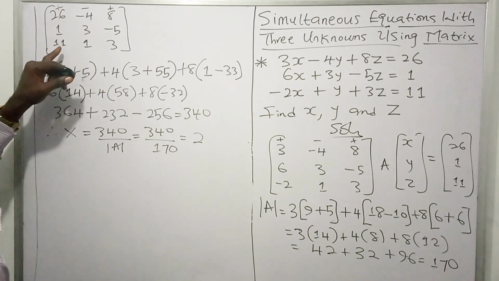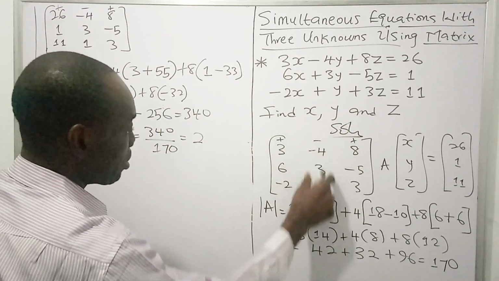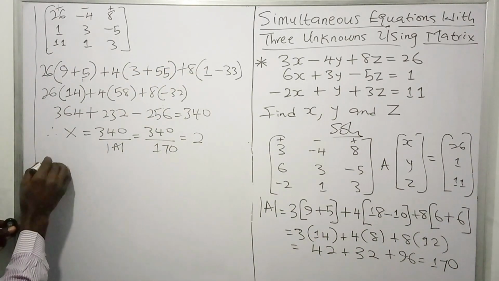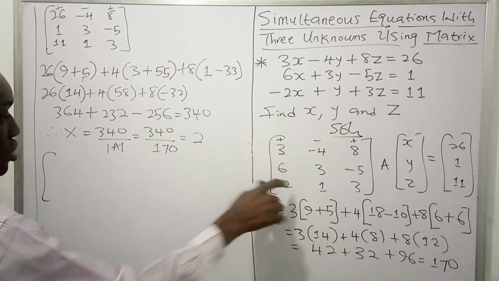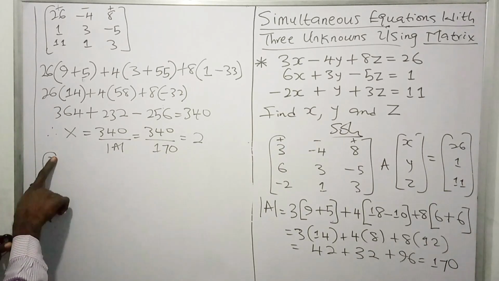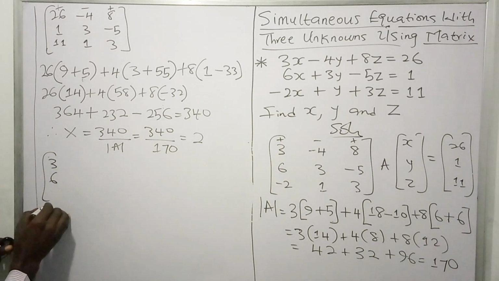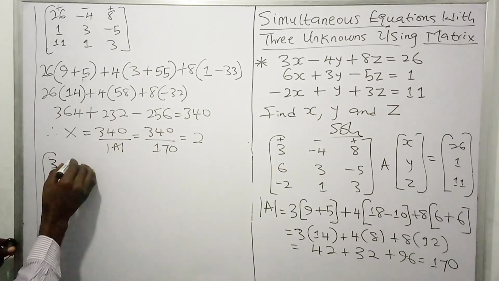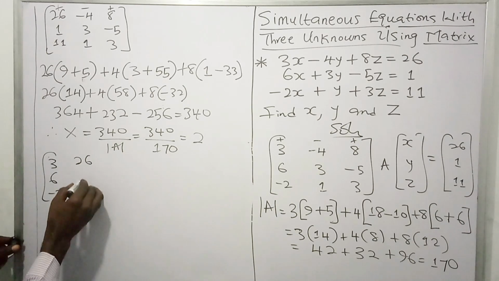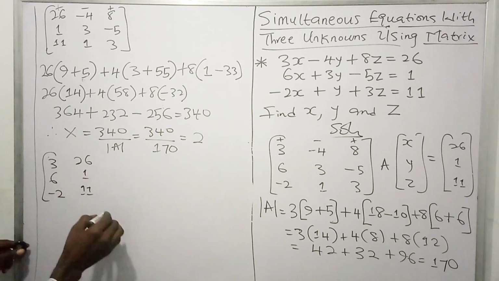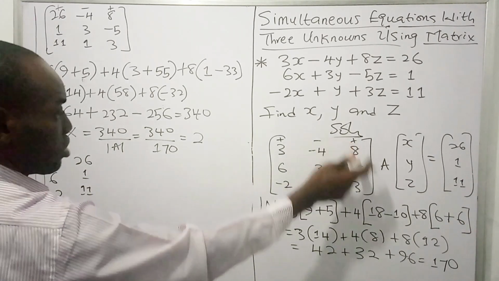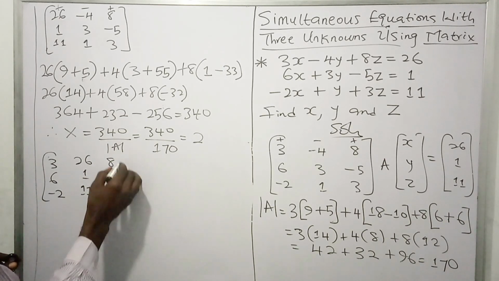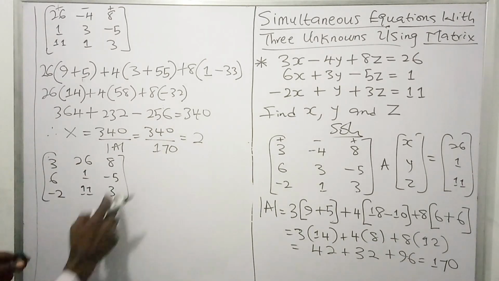Now we're going to repeat the same for y, by replacing this column with the solution. So let's go over this again. So we have 3, 6, 2, 3, 6, and minus 2. So we replace this column now with the solution here, which is 26, 1, and 11. Then the last entries there we have 8, minus 5, and 3. Now we also look for the determinant of this.